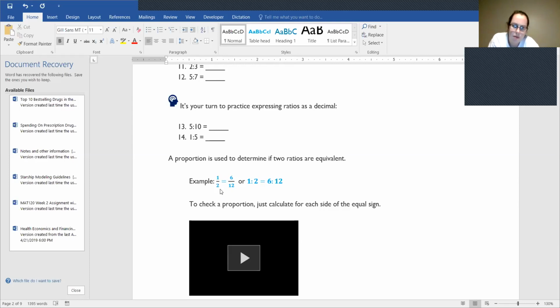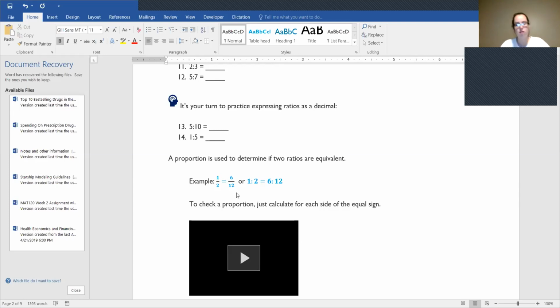If we look at 1/2 equals 6/12, we can convert that to the ratio form, which is 1:2, and this really ought to be a double colon here to make it a proportional equation, as 6:12. If you go back to the fractional form and divide 2 into 1, you're going to get 0.5. If you divide 12 into 6, you're going to get 0.5. So this is a true proportion.